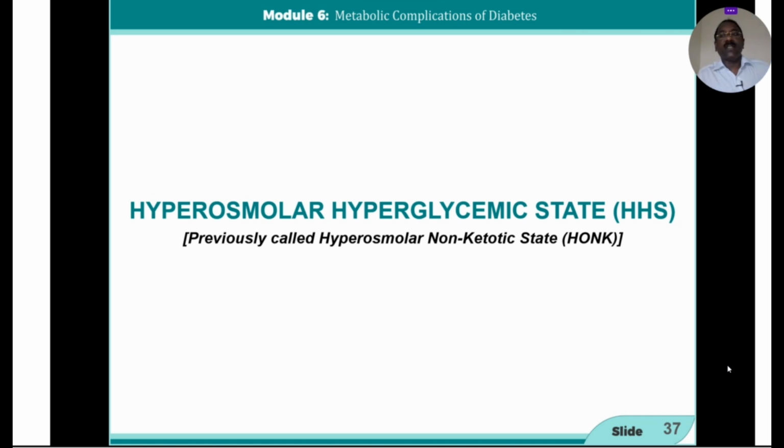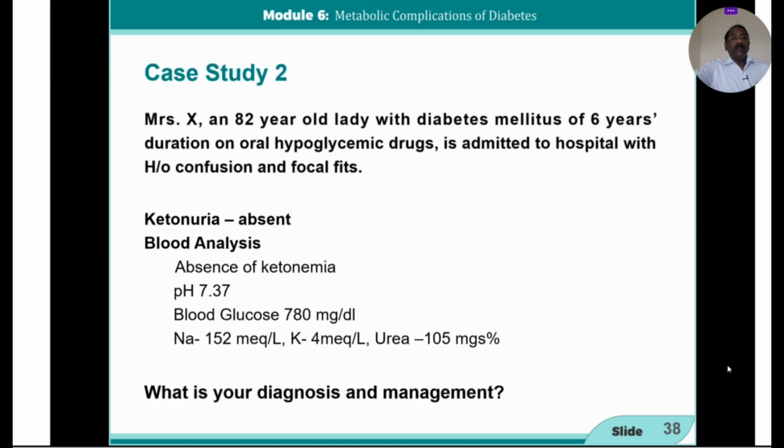So dear friends, for the next few minutes we will concentrate on HSS, that is hyperosmolar hyperglycemic state. Previously it was called HONK, that is hyperosmolar non-ketotic state. Here a female 82-year-old, diabetes of 6 years duration, on oral hypoglycemic drugs, is admitted to the hospital with a history of confusion and focal fits. So elderly, 6 years history of diabetes, presenting with confusion and focal convulsions.